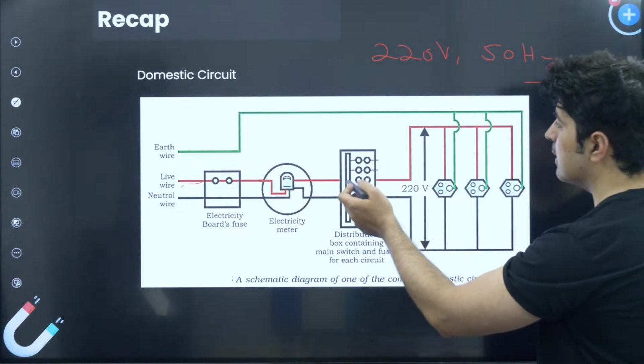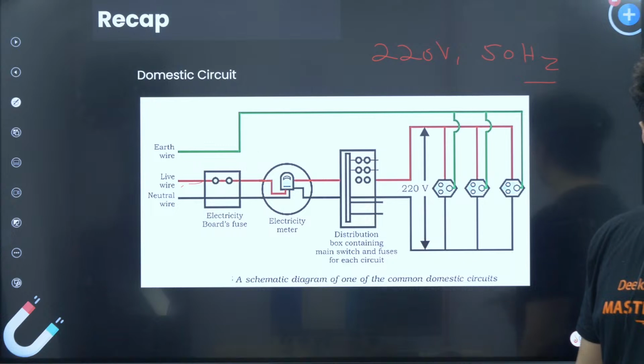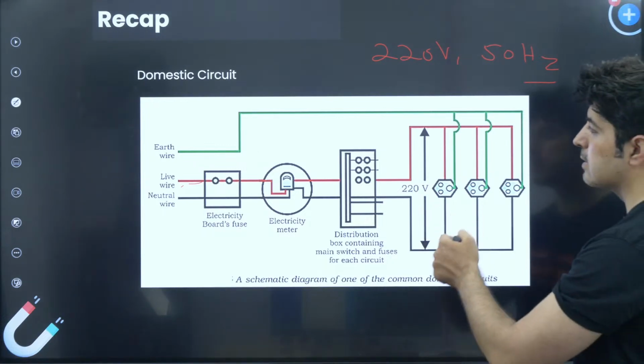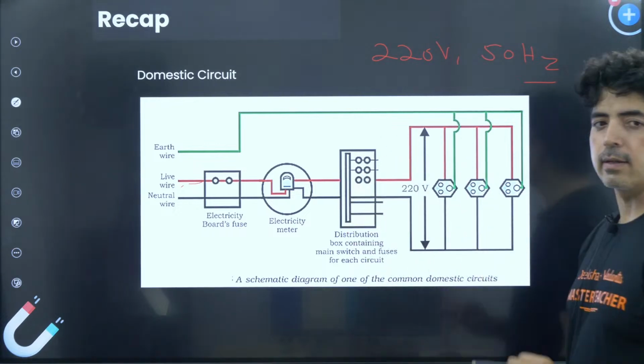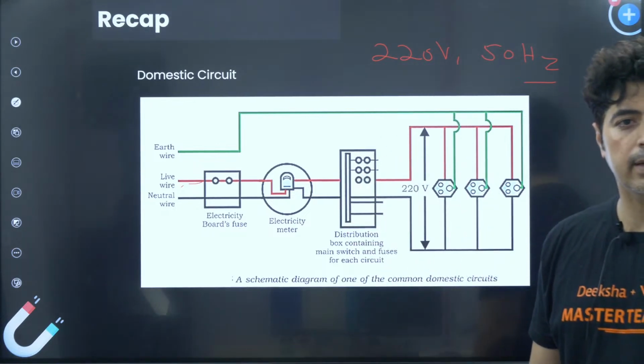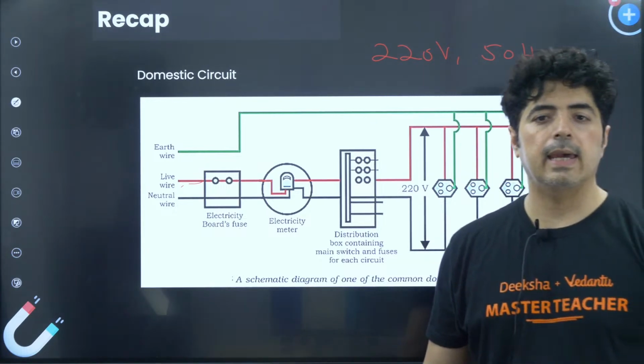When the electricity goes in, it has to come out also. It has to complete the circuit. So the neutral wire is used for that. Third we have is your earth wire. What is the purpose of the earth wire? The earth wire is basically a wire which takes extra charge.